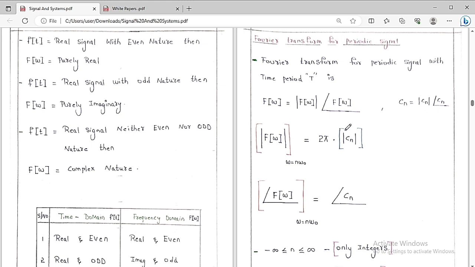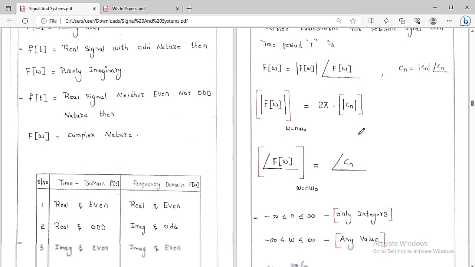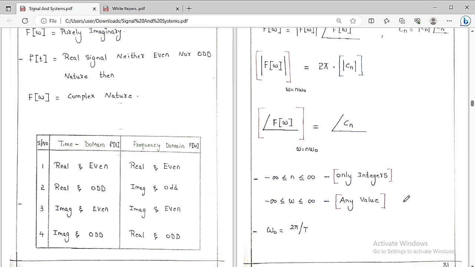These are only integers. Whereas the ω value, which we get from the Fourier transform, varies from minus infinity to plus infinity, and it can be any value. ω0 is equal to 2π by T, where T is the fundamental time period of the periodic signal. From that we get the fundamental frequency ω0. So in this way, for any periodic signal, just by knowing the Fourier series coefficient, the magnitude and the phase angle, we can easily get the Fourier transform also. This is what I am trying to tell you.